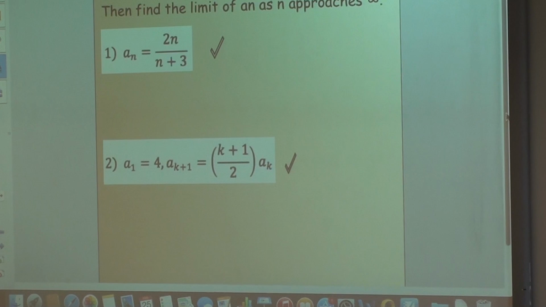Once you find the first 5 terms of the first sequence, double check with your partner and see if you guys match.